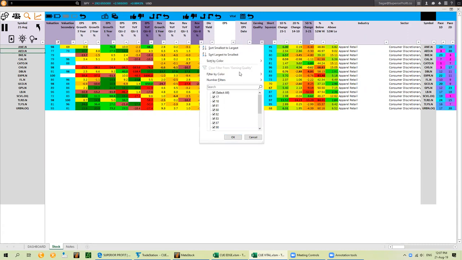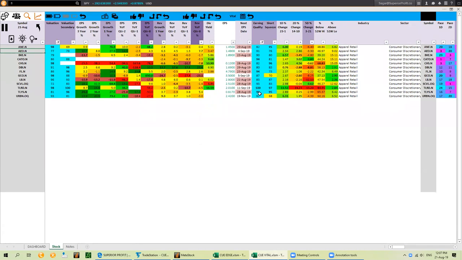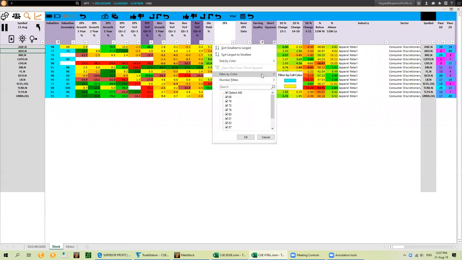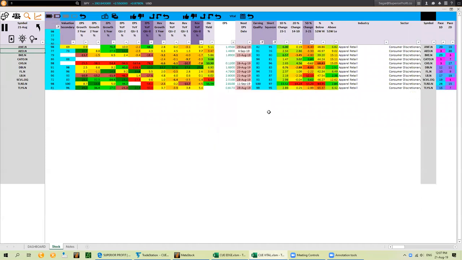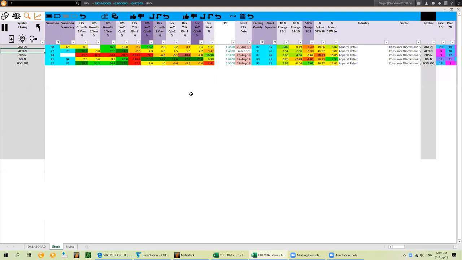Let me look at the ones which are having only solid earnings quality. I'm left with this. Let me also look for the ones which has a short squeeze potential. Left with this. And I'm going to look for stocks which are having increasing earnings growth in the latest quarter. I will use the smart filter here. I'm left with these stocks. ANF is one of them that we already saw. Let me look at the other stocks.